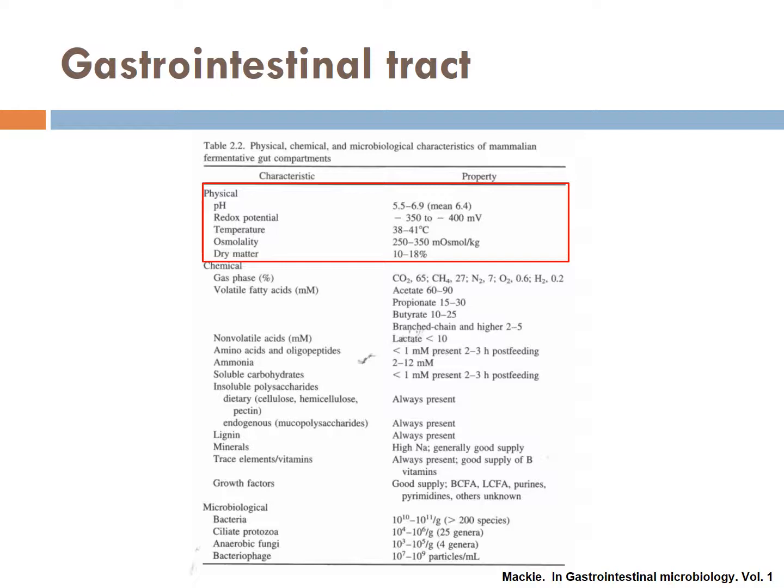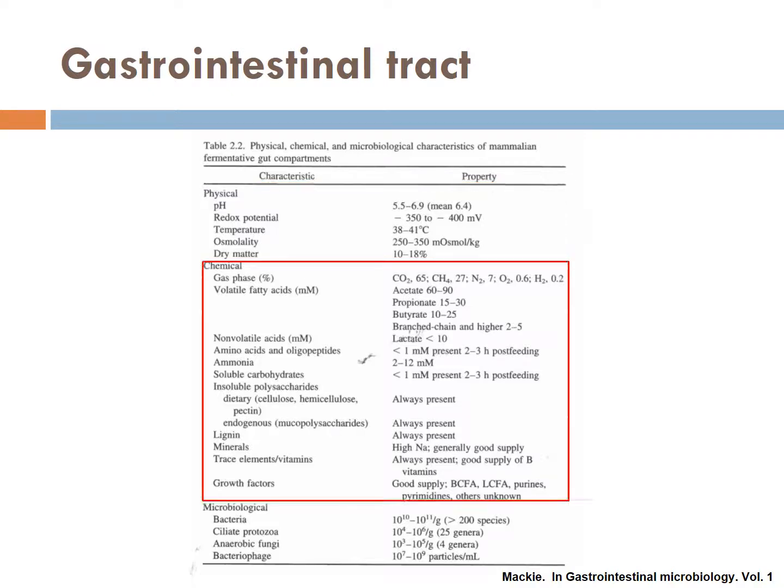For physical characteristics, we see that pH is around 6. The redox potential is low, as we saw earlier, and the temperature is around physiological. We will not focus on the other characteristics shown. For chemical characteristics, we see the major VFA are acetate, propionate, and butyrate. Lactate can also be present at lower concentrations. Together, the VFA and lactate have a high concentration at roughly 100 millimolar. Amino acids and oligopeptides are present, but at low concentrations, less than 1 millimolar after feeding.